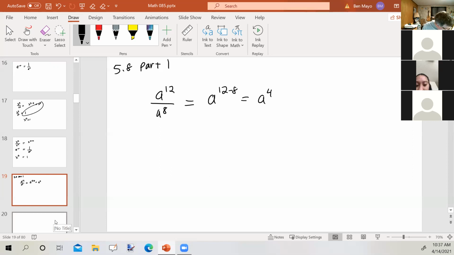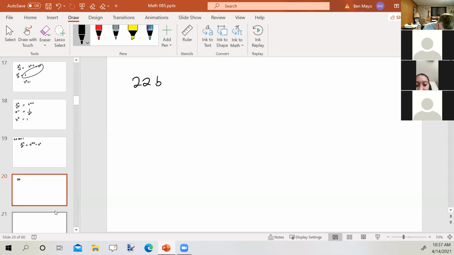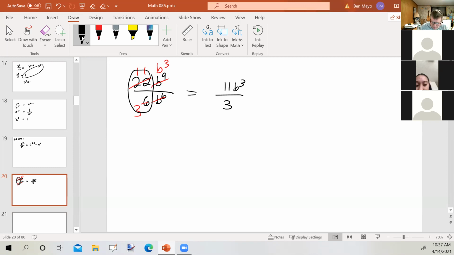Okay. Let's say we've got 22b to the 9th power divided by 6b to the 6th power. Well, first of all, we could reduce 22 over 6 to 11 over 3 by taking a 2 out. And then this would become what? B to the 9 minus 6, which is 3. So we get 11b cubed over 3. This reduced down to 11/3. This reduced down to b to the 3rd power in the numerator.